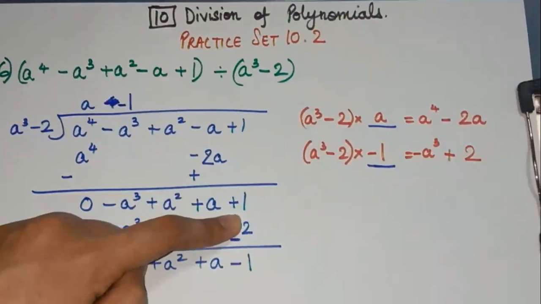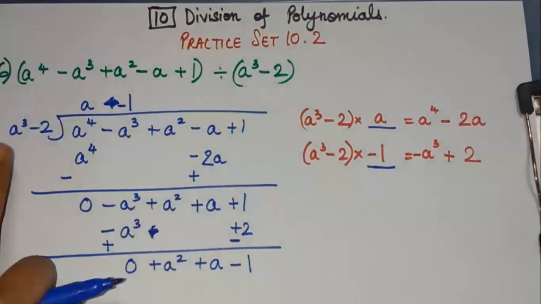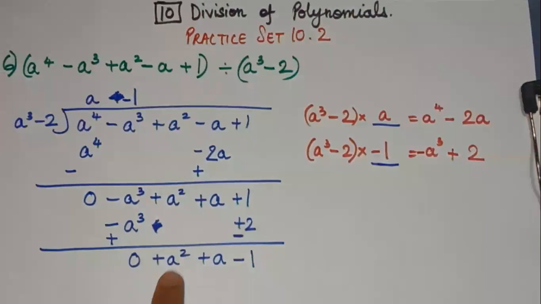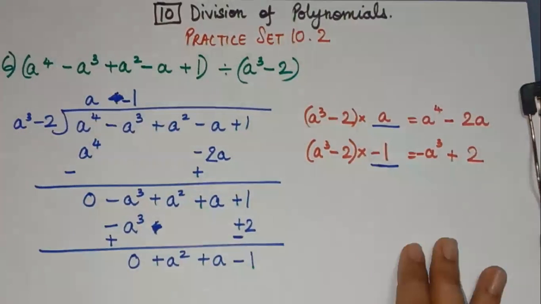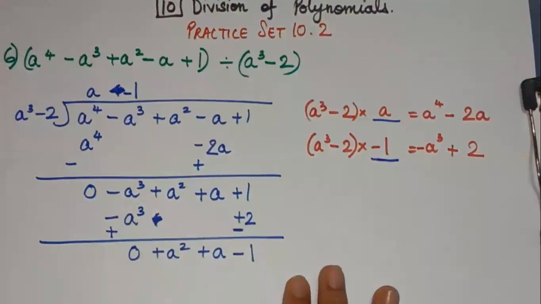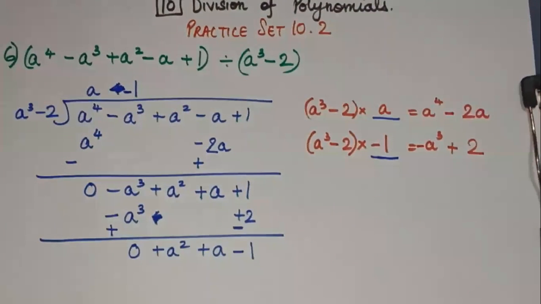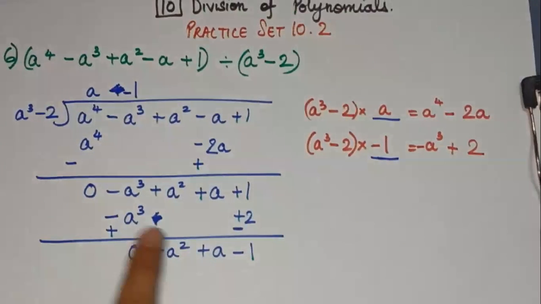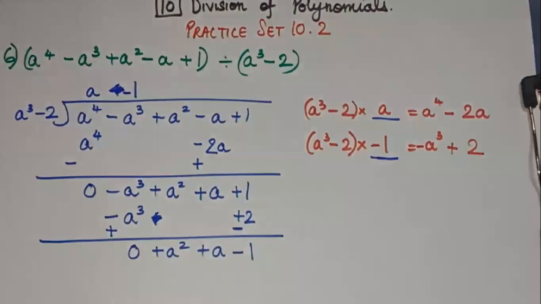Now as you can see girls, the power of the divisor is a cube, and the power of the dividend has decreased from this. So that means the sum has stopped. We will not go ahead, and this is our final answer. Just remember one thing girls, whenever the power of the dividend decreases below the power of the divisor, then the sum stops. You are not going to move ahead.